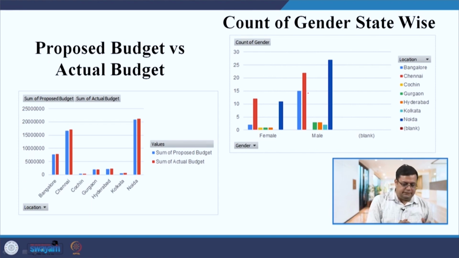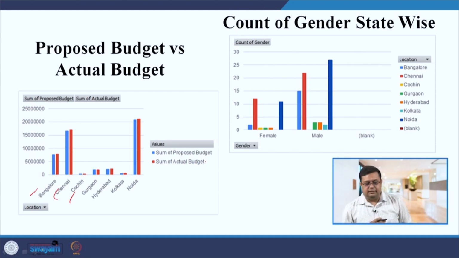So, now you can see what the locations are. Here you can see on the x-axis city names, and on the y-axis the sum of total budget and actual budget. In this color, the red, you can see the sum of actual budget, and the blue is the sum of the proposed budget, right.